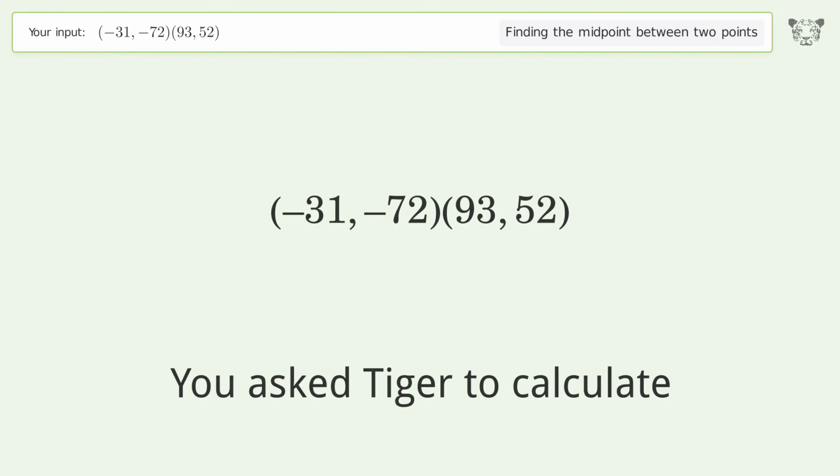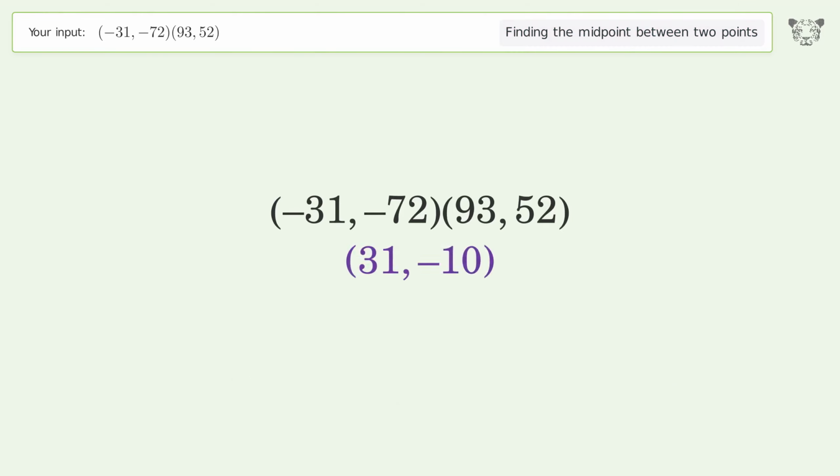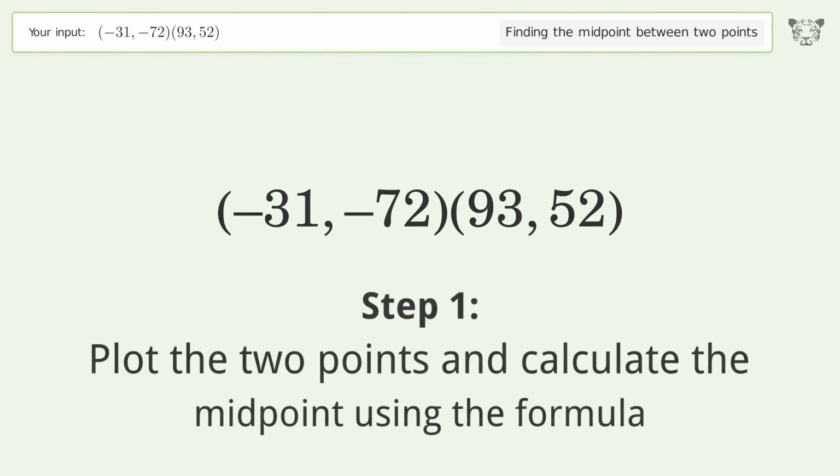You ask Tiger to calculate. This deals with finding the midpoint between 2 points. The midpoint between the 2 points is 31, -10. Let's solve it step by step. Plot the 2 points and calculate the midpoint using the formula.